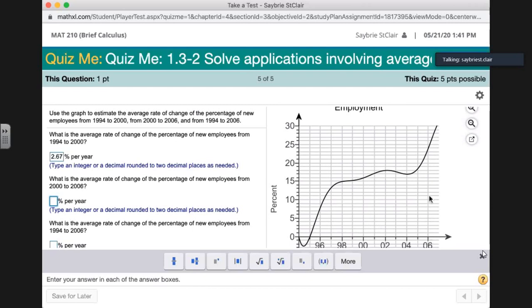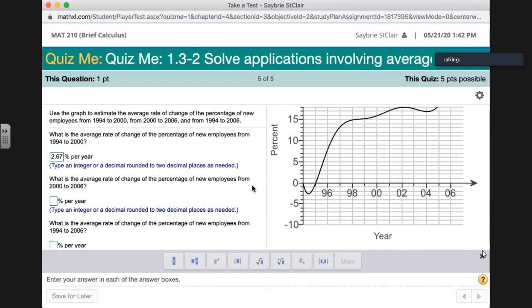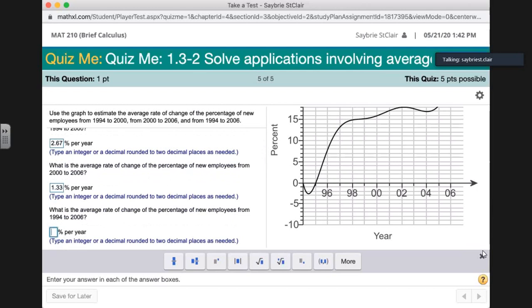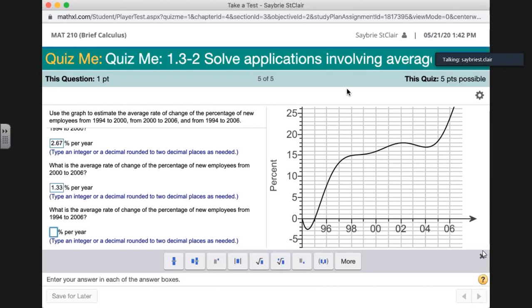Yep. Yeah, it looks like 24. Yep, that's what I got. Yep. Yep. I get 2%. Yep.